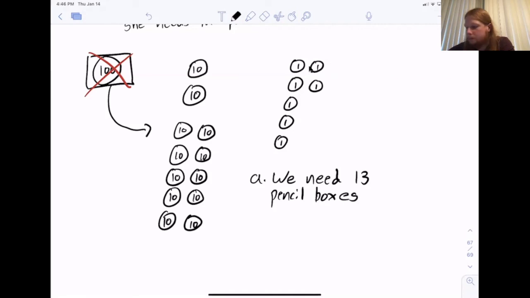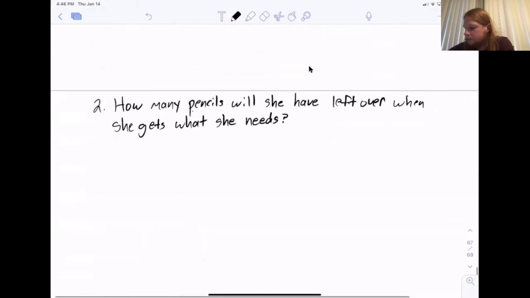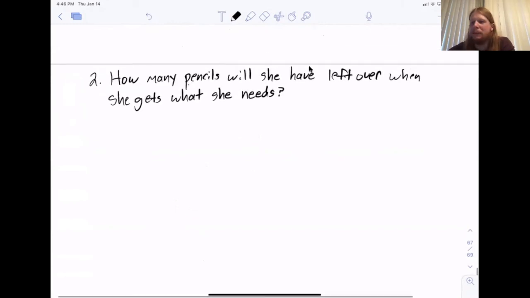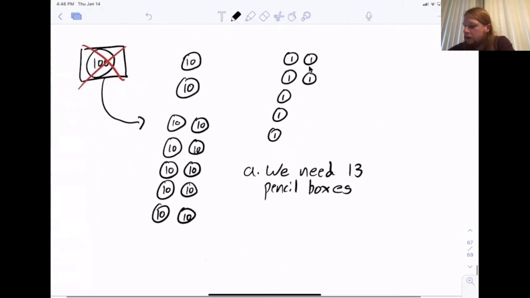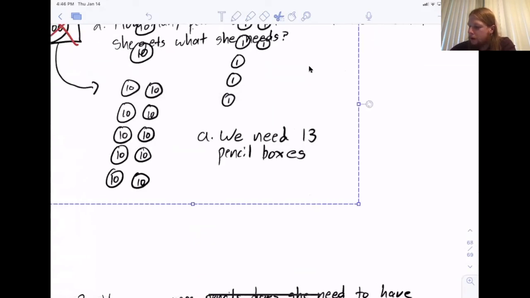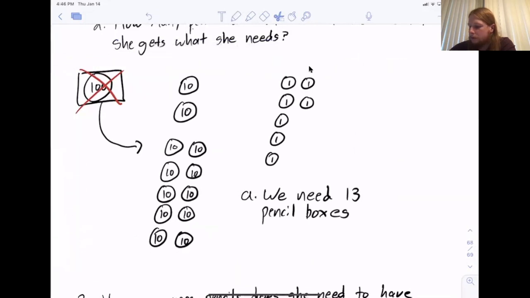Let's go ahead and look at the next one. How many pencils will she have left over when she gets what she needs? Well, I like to be as efficient as possible, but you don't have to be efficient with how you solve these right now. You don't have to solve these quick. I just want you to try to solve them with whatever strategies you can think of. But a strategy I have is I'm going to just copy paste this. And for you, you don't have to necessarily copy paste it. You could just write the same thing. I just wanted to do it in a different part of the question.